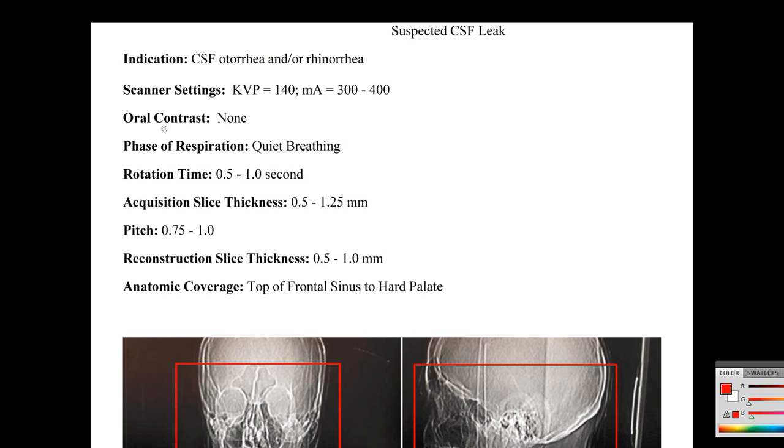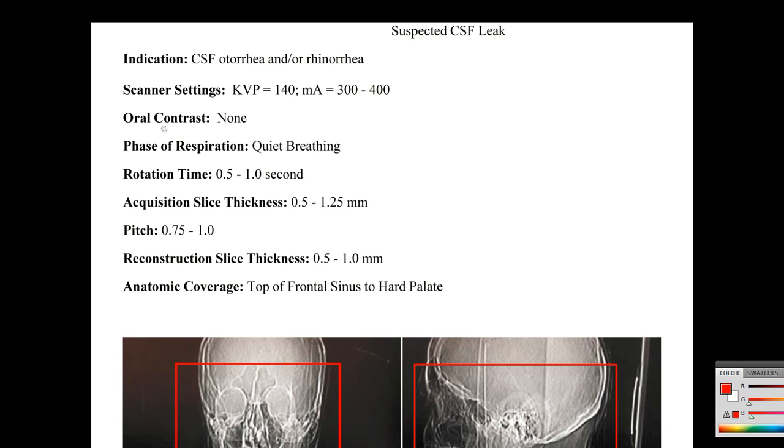Scanner settings are going to be kVp at 140. MA is going to be 300 to 400. Oral contrast, once again, is none. And it's going to be acquired with quiet breathing. The patient also is going to be situated supine with their arms down by their side. The rotation time for the tube is going to be 0.5 to 1 second.